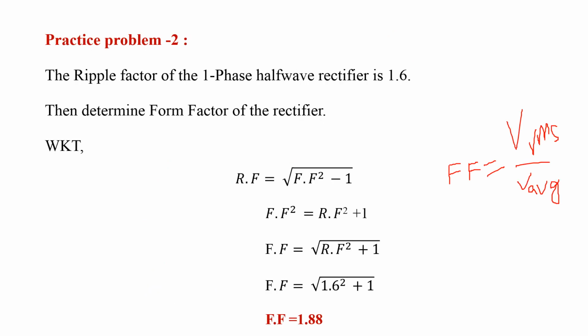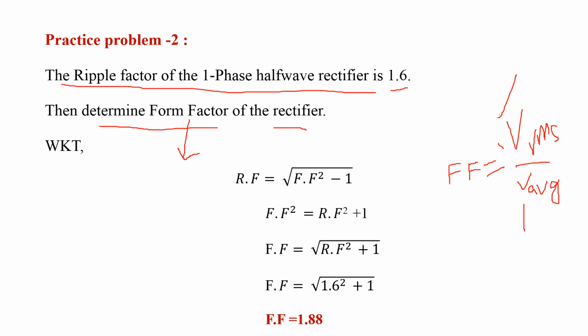Coming to the second problem, depending upon the rectifier, the ripple factor of the single phase half wave rectifier is 1.6. Then we have to determine the form factor of the rectifier. We know form factor is the ratio of RMS voltage to the average voltage. But in the given problem there is no data for RMS voltage as well as average voltage. So there is no possibility of finding the form factor by using this formula.